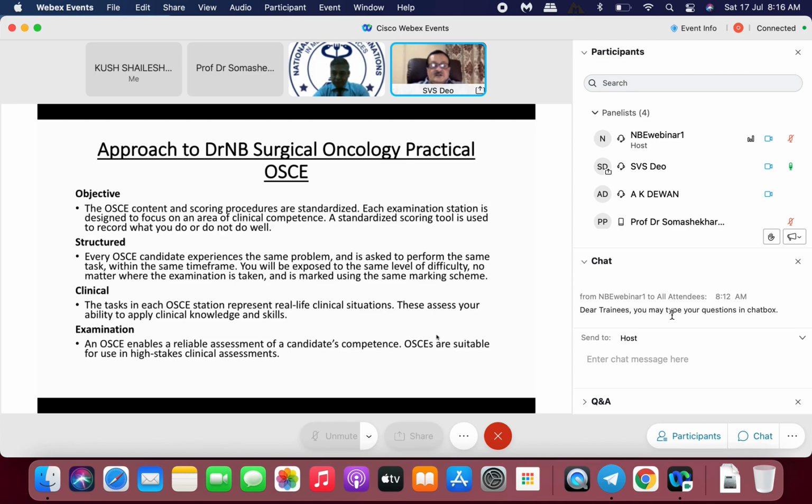A standardized scoring tool is already devised, so there are specific marks for each question and there will not be any deviation in that. Every OSCE candidate experiences the same problem all over India and is asked to perform the same task. So the assessment is uniform in the same time frame, and you will be exposed to the same level of difficulty. That is the beauty of OSCE.